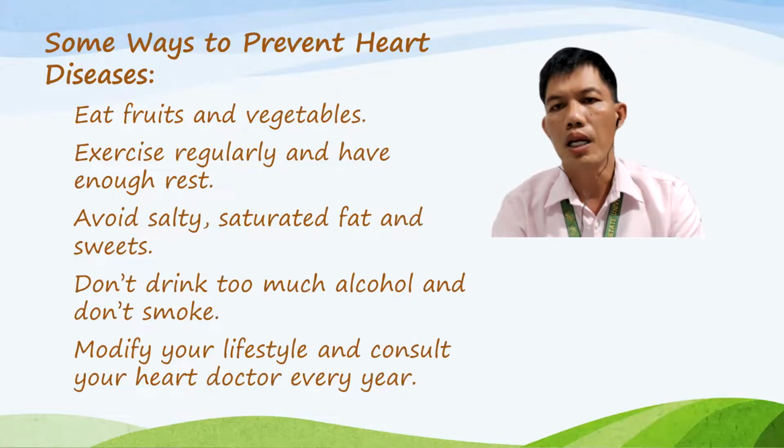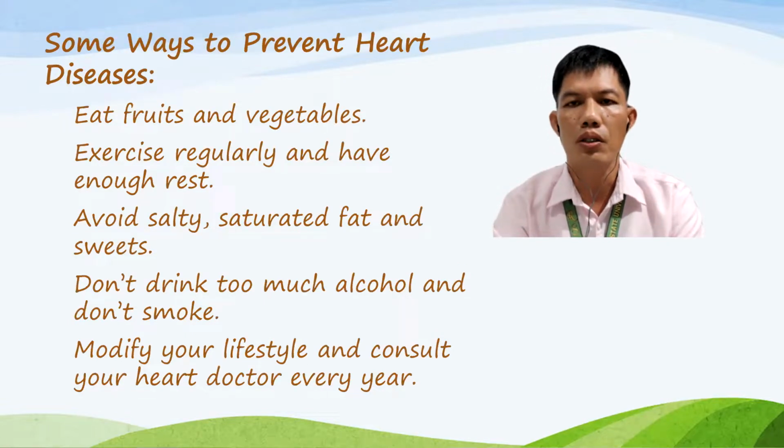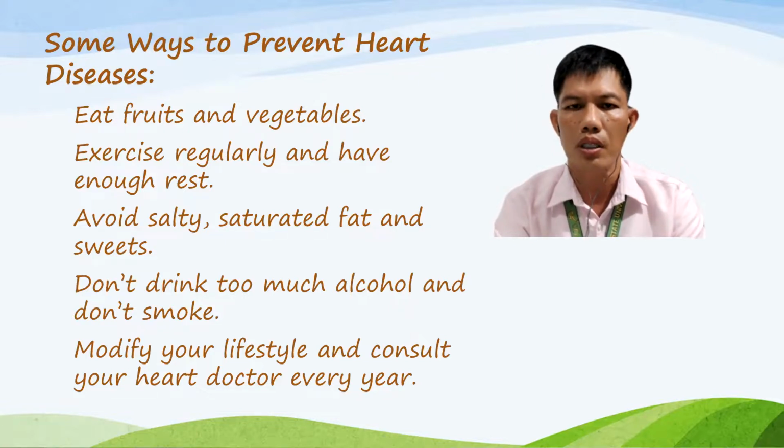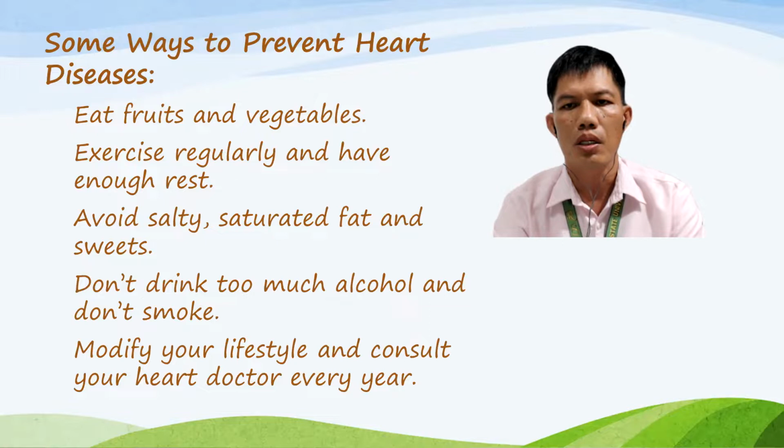All right, and the last part of my discussion in circulatory system is how to prevent heart diseases. Very simple. You eat fruits and vegetables, exercise regularly, and have enough rest. Avoid SSS, or salty, saturated fat, and sweets. That is called SSS: salty, saturated fat, and sweets. Don't drink too much alcohol and don't smoke, modify your lifestyle and consult your heart doctor every year.